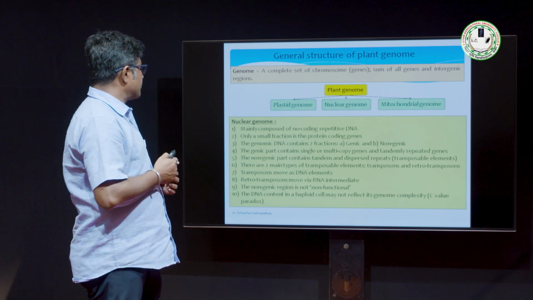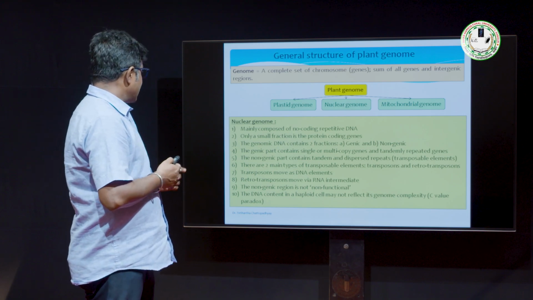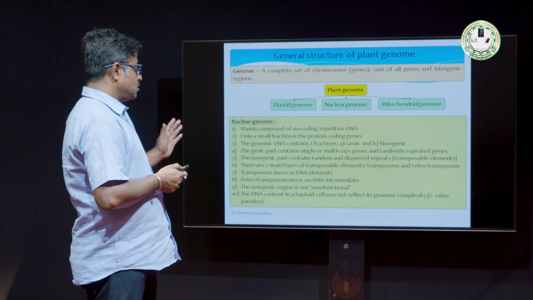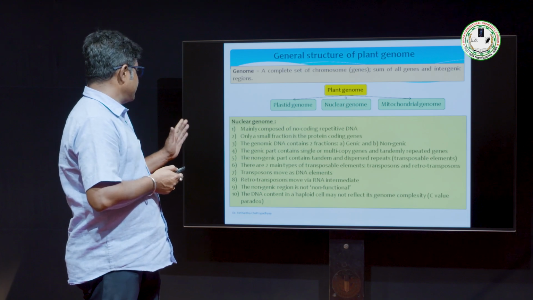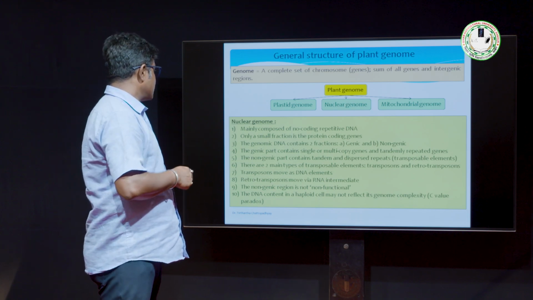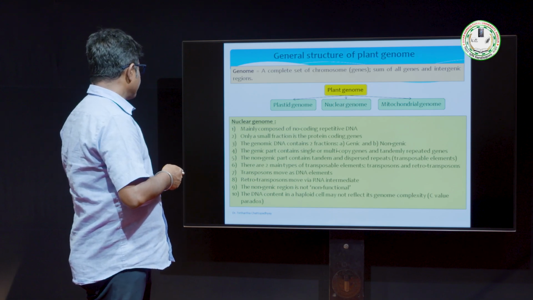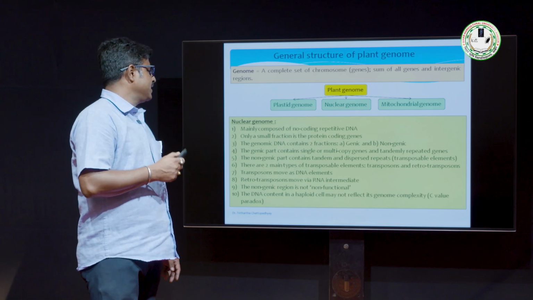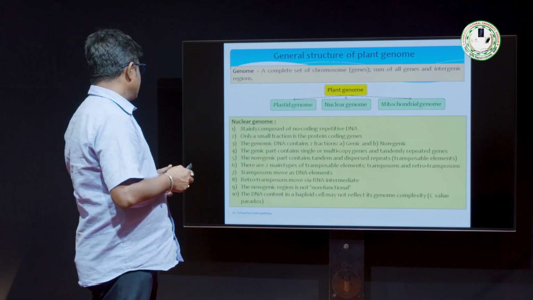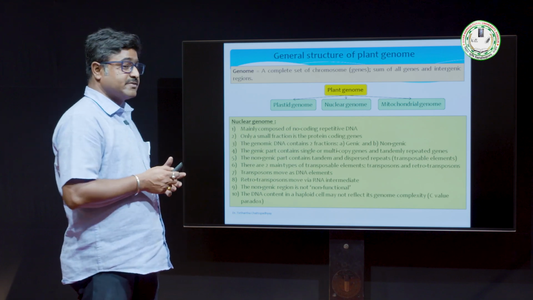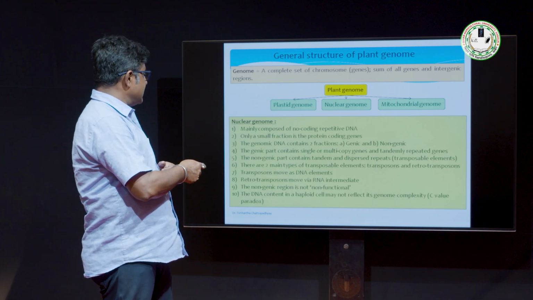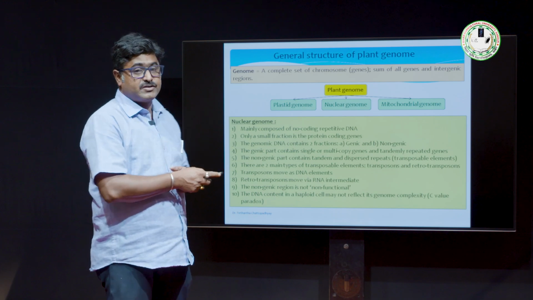If we try to find out the features of the nuclear genome, you will find that it is mainly composed of non-coding repetitive DNA, and only a small fraction of the genome codes for the proteins. The genomic DNA contains 2 fractions, the genic region and the non-genic region, that I was telling you just a few minutes back. The genic part contains single or multi-copy genes and tandemly repeated genes. These are the genes which code for the proteins and some enzymes to regulate several biochemical pathways. And the non-genic part contains tandem and dispersed repeats, mainly transposable elements.